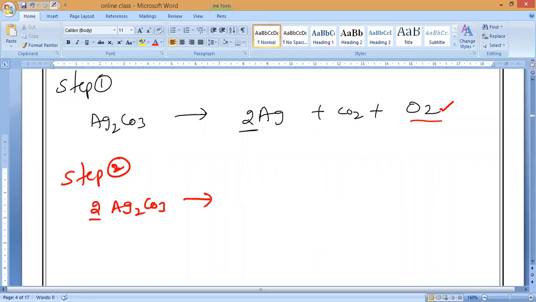So 2 Ag2CO3 will give you what? In place of 2, what do you have to take? 4. 4 Ag, 4 silver plus, sorry, 2 CO2 plus O2. Clear, everybody?